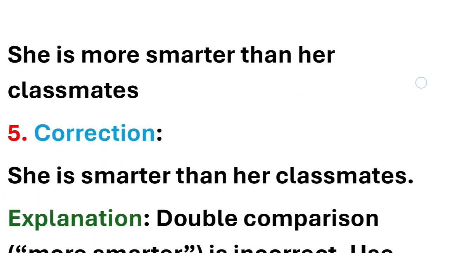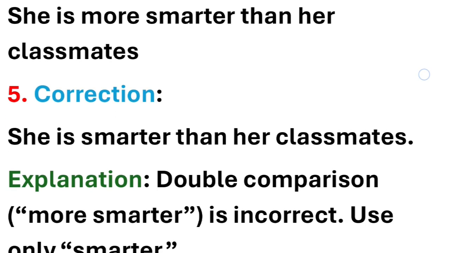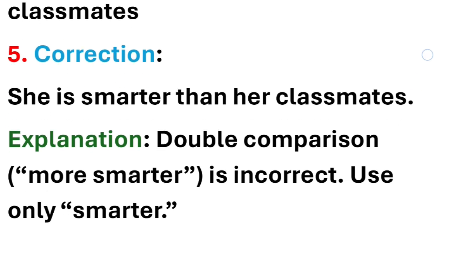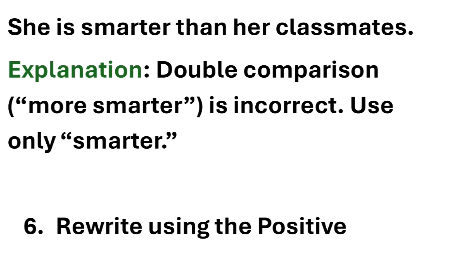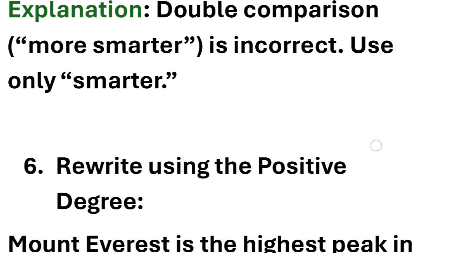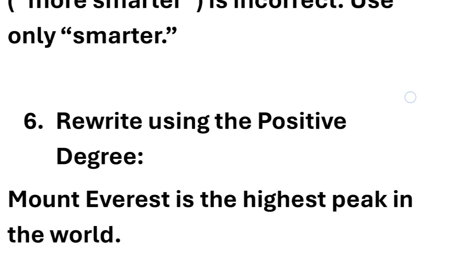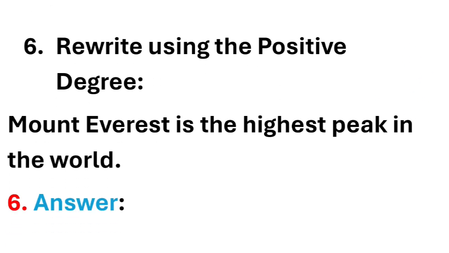Question 5, identify the correct form. She is more smarter than her classmates. No, this is wrong. Correction will be: she is smarter than her classmates. Here double comparison was used, which was "more smarter" and was incorrect. We have to use only one comparison, which will be smarter, because smart is a short syllable word, so it will acquire "er" at the end of it, smarter.